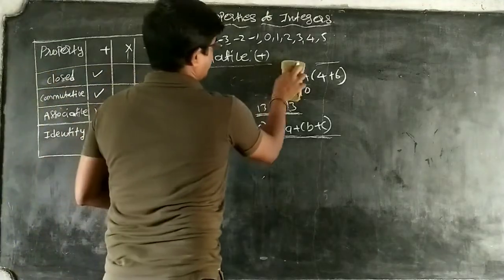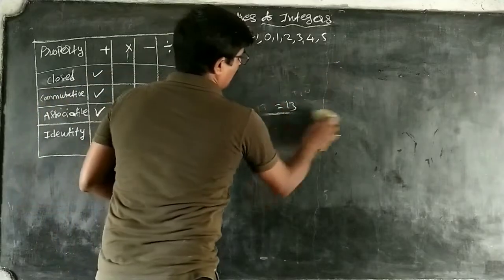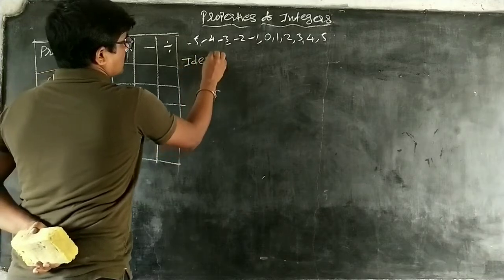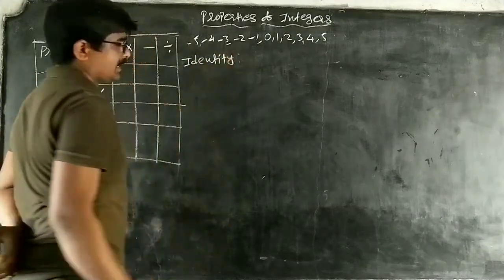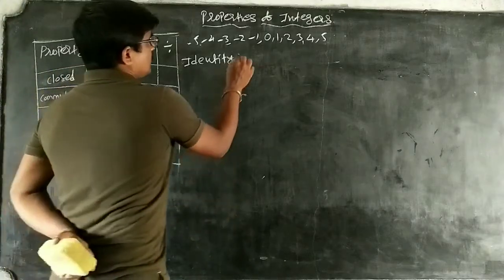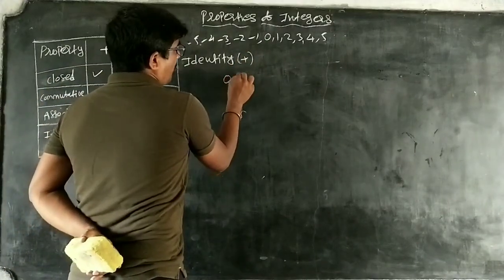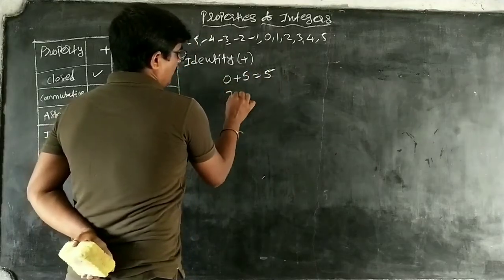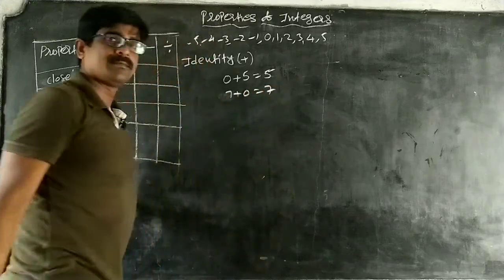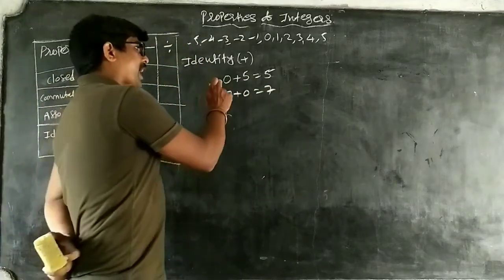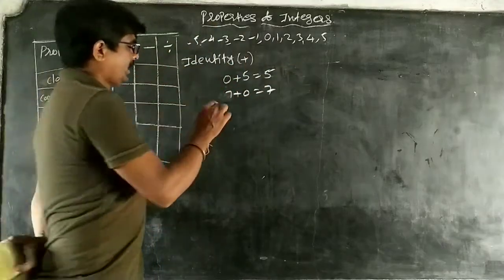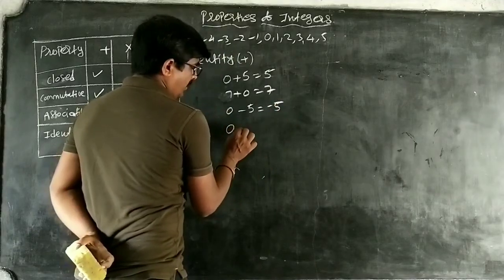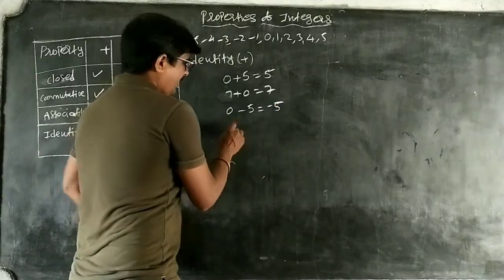Next is identity. What is identity? Observe here. Identity under addition means 0 plus 5 is equal to 5, or 7 plus 0 is equal to 7. Both are the same. If I add 0 to any number, the answer should be the same number.